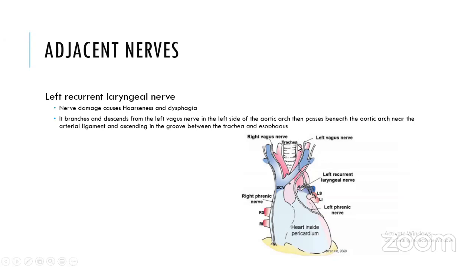The branches of the left vagus nerve descend to the left side of the aortic arch and then pass beneath the aortic arch near the ligamentum arteriosum and ascend between the trachea and esophagus.